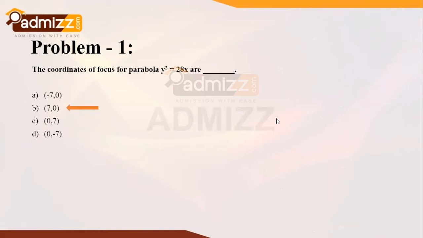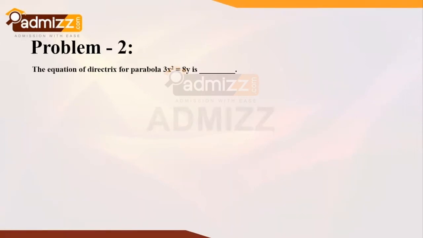Okay, very good. So this is how we simplify the problems which are associated with parabola. Now let's proceed ahead with the discussion of the next problem offered to us: the equation of directrix for parabola 3x² = 8y is what? The options given are 3y + 2, 2y + 3, y + 6, and none of these. The equations are equated to 0.